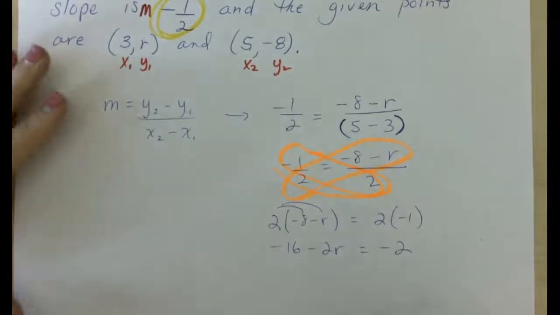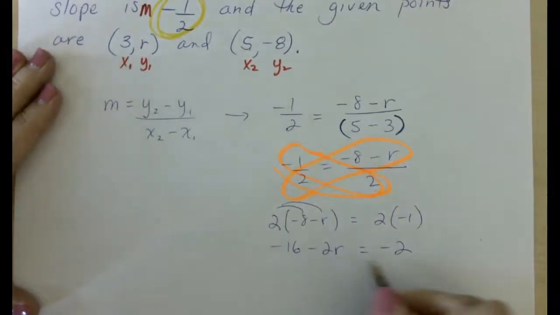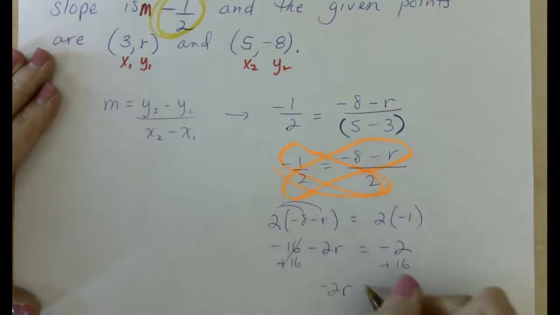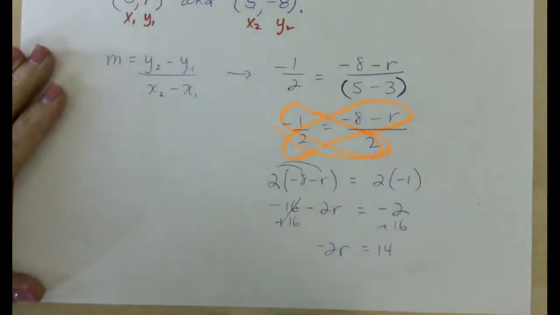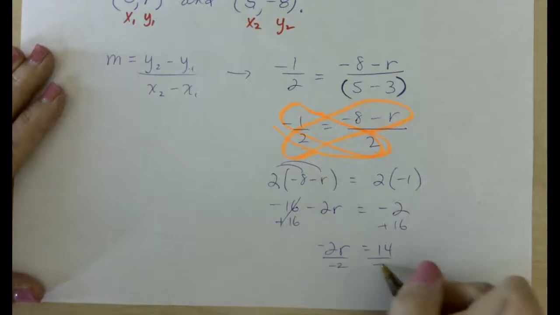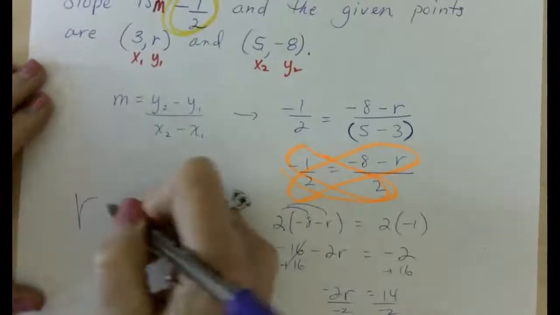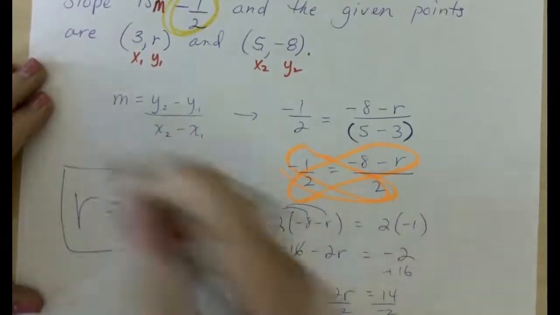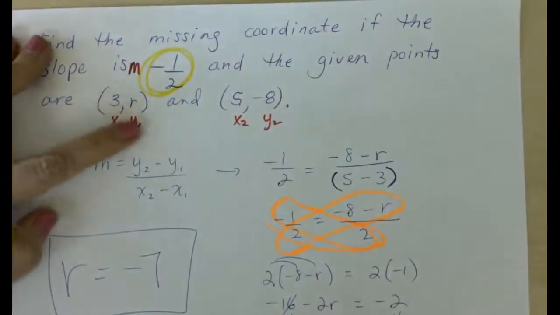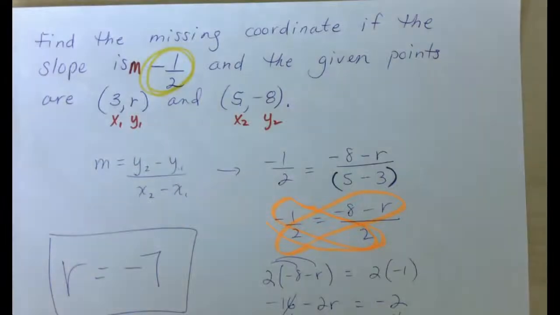So now we have negative 16 minus 2r equals negative 2. Add 16 to both sides. And we get negative 2r equals 14. Divide by negative 2. R is negative 7. So our missing coordinate r equals negative 7.